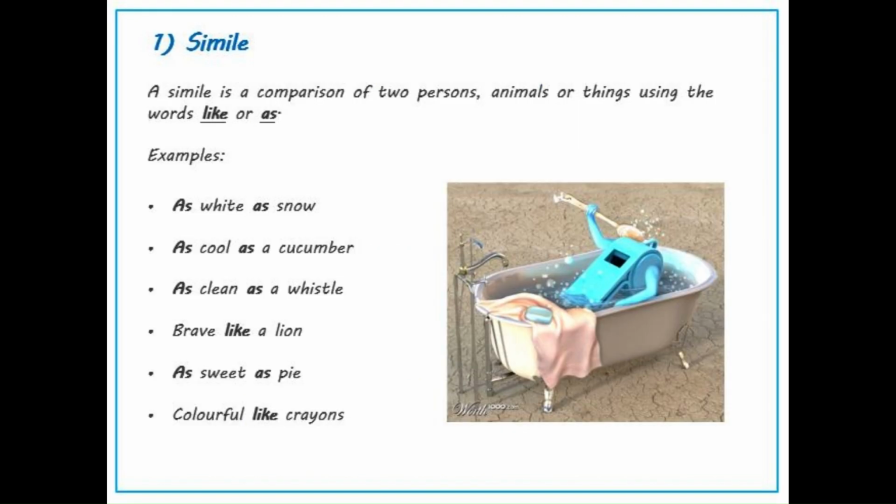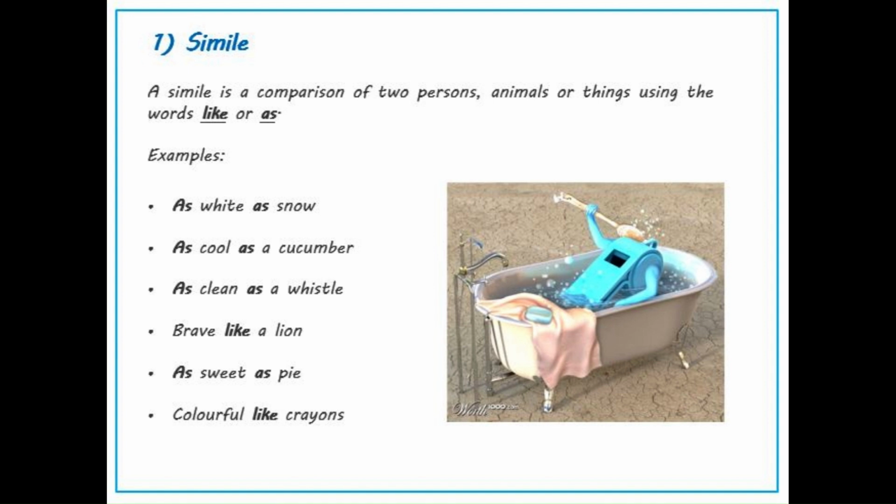The first figure of speech and the most commonly used one is a simile. A simile is a comparison of two persons, animals, or things using the words like or as. For example, as white as snow. So here we are trying to compare snow with the color white because we are talking about an object that is white. So we want to convey our message by comparing the whiteness of, let's say, a dress to snow.